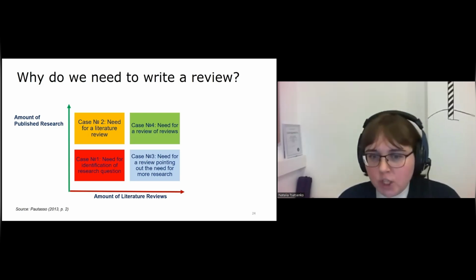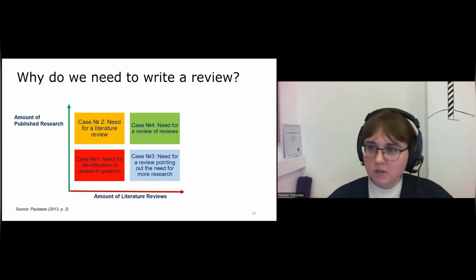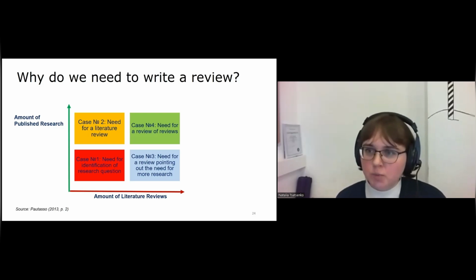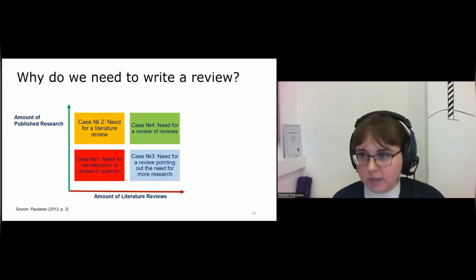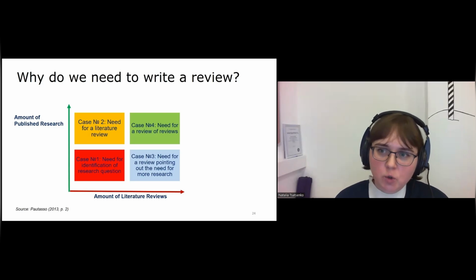The opposite situation is that the amount of literature reviews is growing, but published research papers are growing, though not as fast as literature reviews. It could be, particularly in applied fields. In some interdisciplinary fields, we see that people start to analyze different concepts, and they say that we have enough reviews right now. We need to see some empirical data. So we need empirical papers. And this is situation number three.